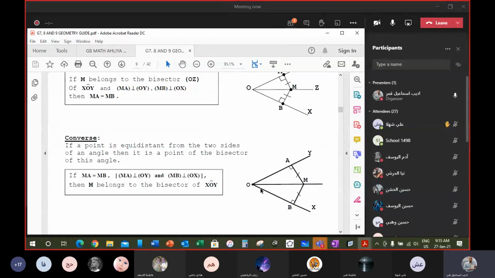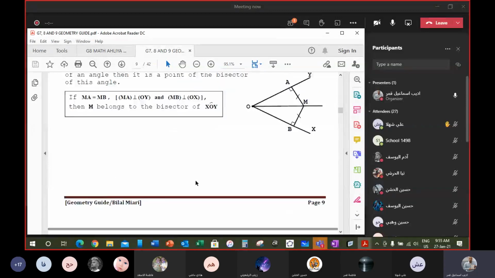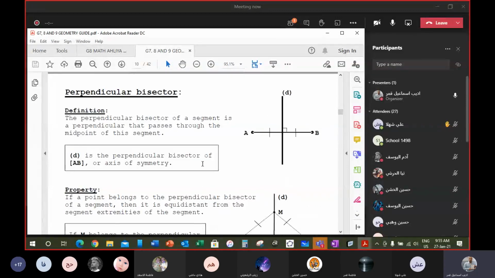Perpendicular bisector. The perpendicular bisector of a segment is a perpendicular that passes through the midpoint of this segment. We have the segment AB. The perpendicular bisector is a line, but for what is it a perpendicular bisector? It is a perpendicular bisector for a segment.